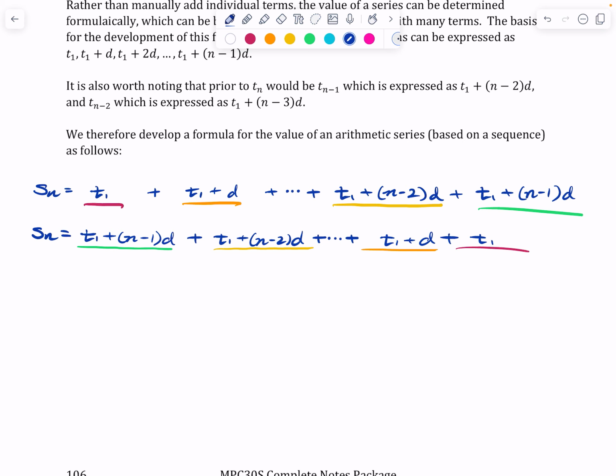It's like having 1 plus 3 plus 5 plus 7 plus 9, but in the other order, 9 plus 7 plus 5 plus 3 plus 1. It gives you the same result no matter which way you add them together.